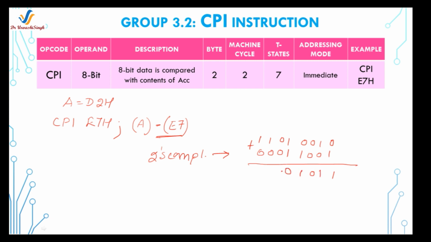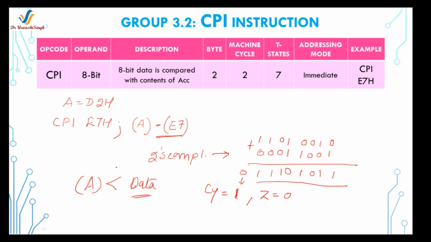1101 0111. So complementing the carry flag, now it is 1. So carry flag value is 1 and 0 flag is 0. If the carry flag value is 1 and 0 flag is 0, it means that the contents of accumulator is smaller than the data specified in the instruction.